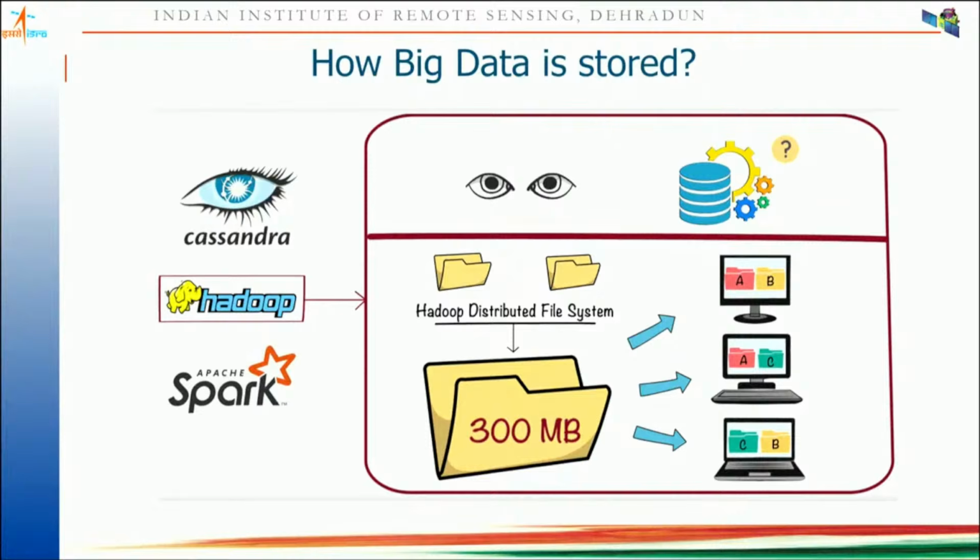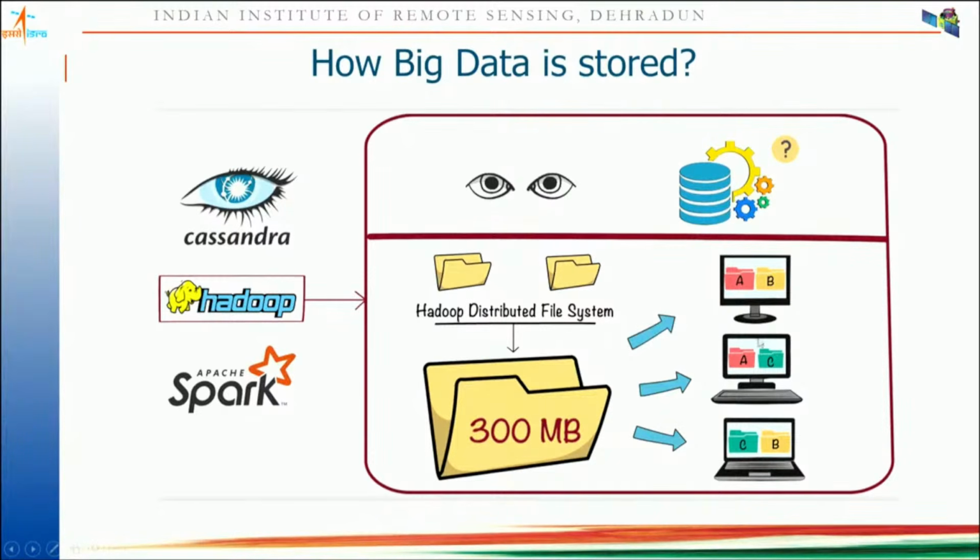So how do we store this data? This is a typical example from Hadoop. In the Hadoop platform we have the Hadoop Distributed File System, or HDFS. Here very interesting data models are defined. We divide the data into multiple chunks. For example, it is shown here in 3 compute nodes: A and B are available in compute node 1, A and C in compute node 2, and C and B in compute node 3.